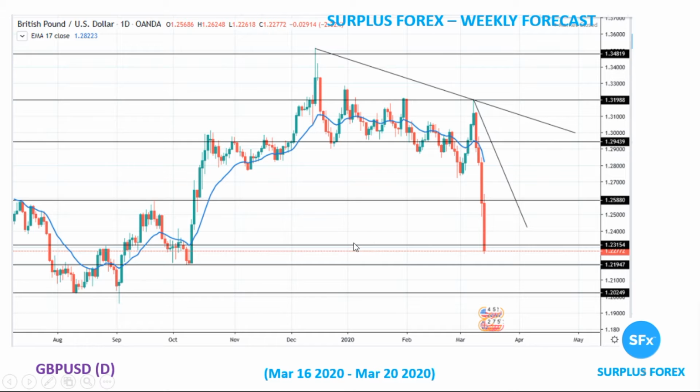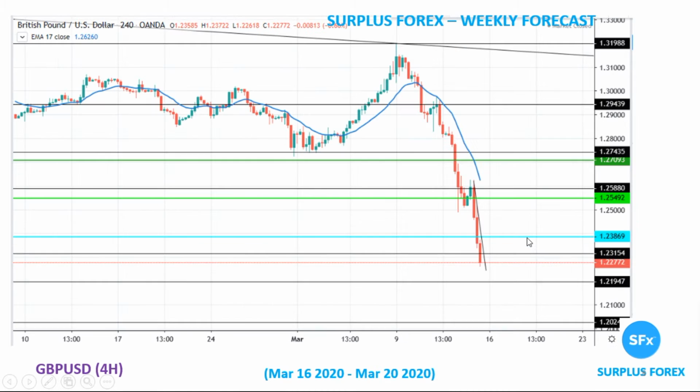Talking about GBPUSD, British Pound US Dollar, last week showed a sharp downtrend. It also took over the old support at 125.88. Currently it's sitting at 122.72, beating the old support and resistance of 123.15. So it's clearly on a downtrend. I see further that it might bounce back.